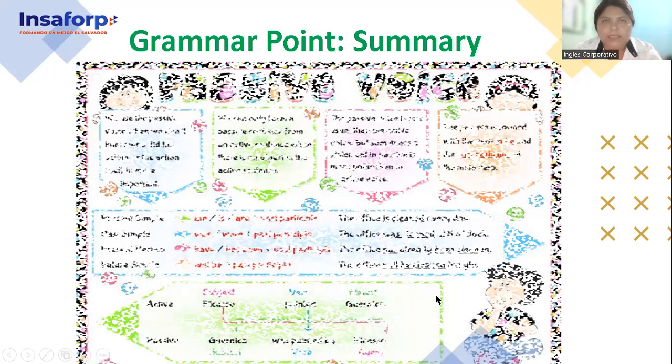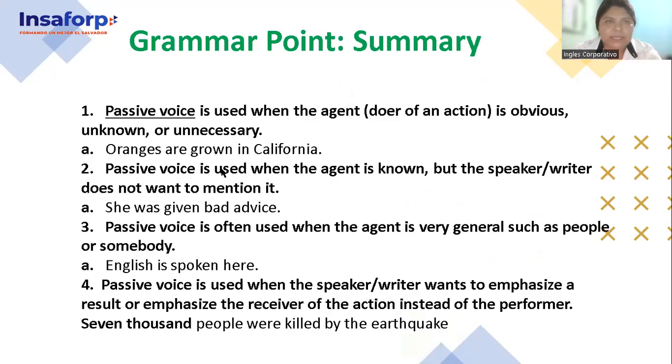And let's see, we have some more examples. Okay, well, we have some important information about it. Let's see, volunteer for the first part. Passive voice is used when? Me, teacher. Okay, Marlene, thank you. Passive voice is used when the agent of an action is obvious, unknown, or unnecessary. Will you read the example, please? Oranges are grown in California.